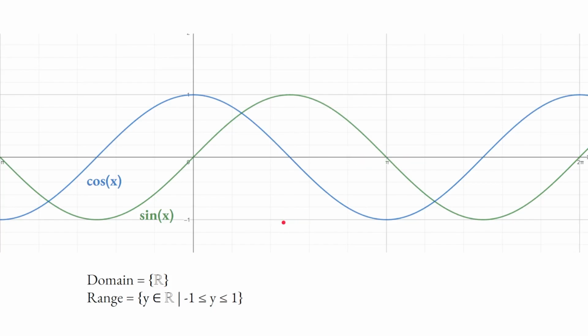Now, you can also see that the cos function is simply a horizontal translation of the sine function by pi over 2 units to the left.